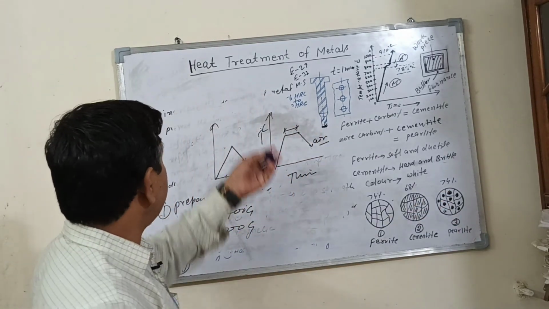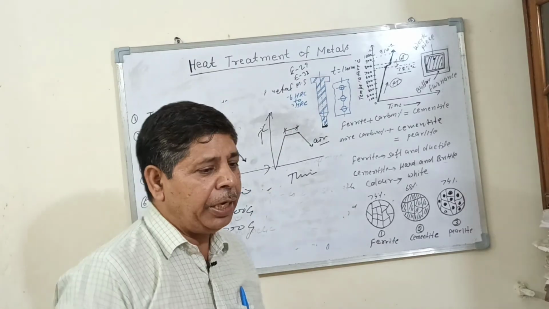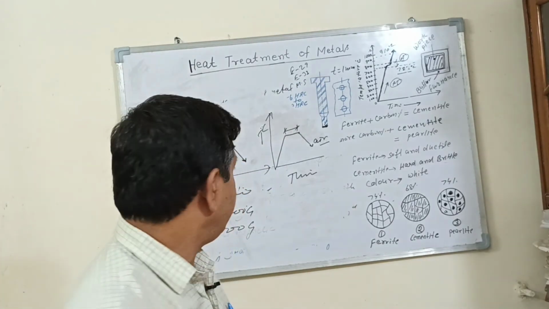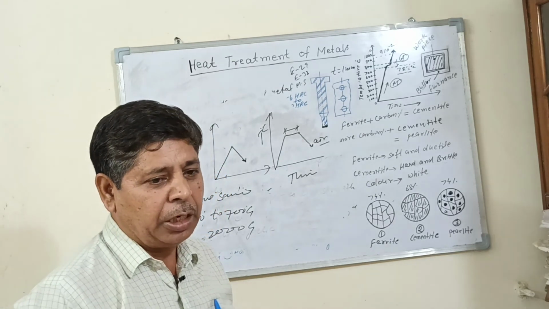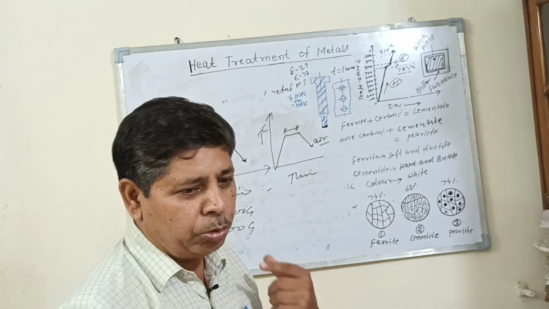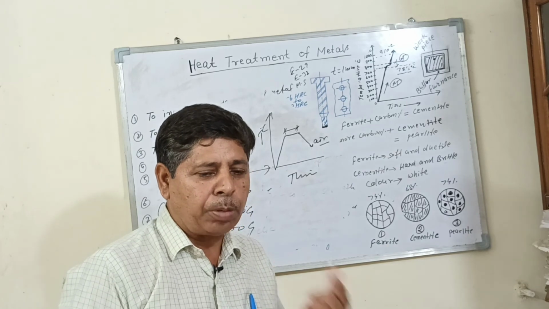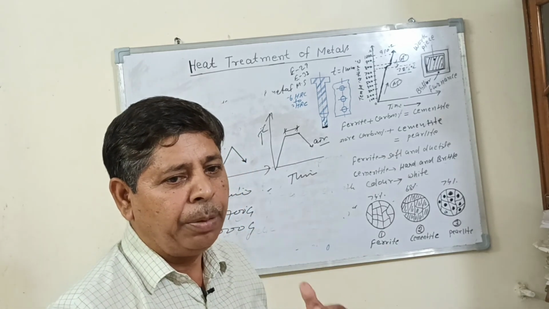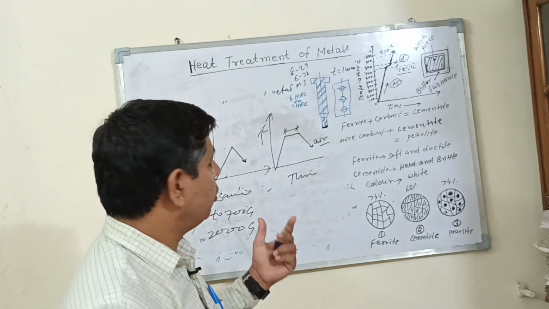So the heat treatment of metal plays a very important role in industries to maintain different types of strength of the material, to refine the material, to increase the hardness, to soften the metal, and to increase the production of material products.